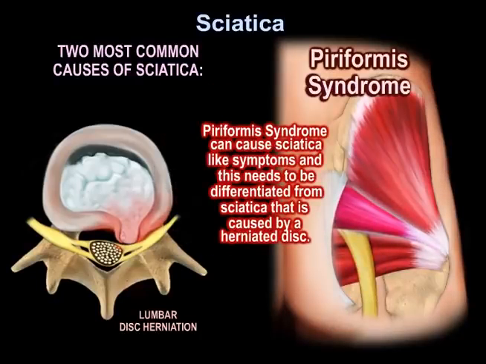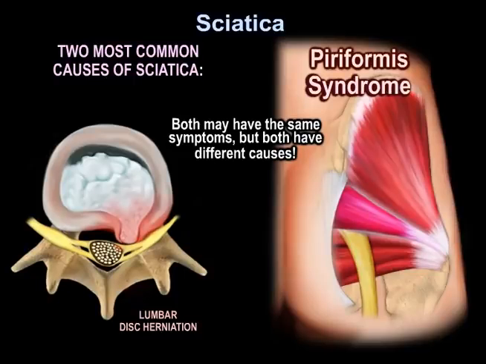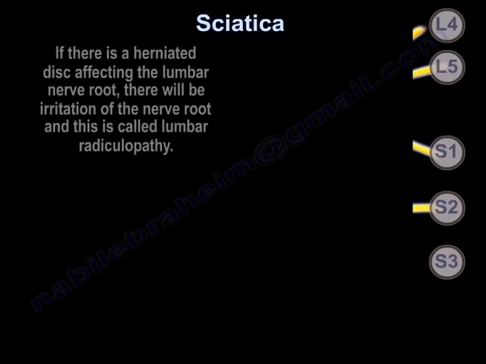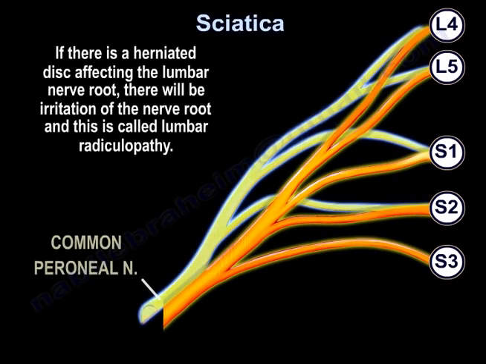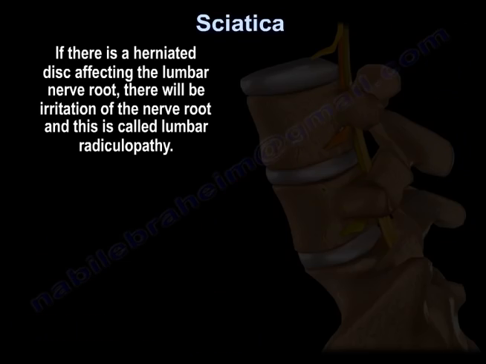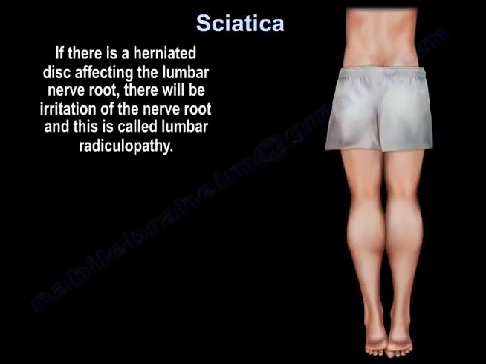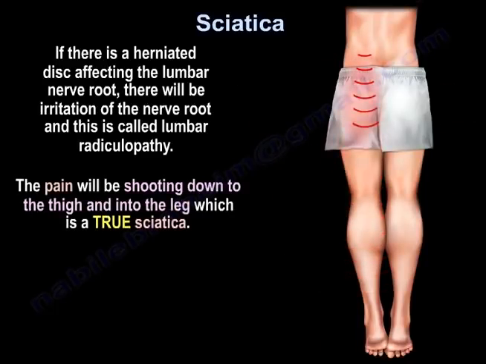Piriformis syndrome can cause sciatica-like symptoms, and this needs to be differentiated from sciatica that's caused by a herniated disc. Both may have the same symptoms, but both have different causes. So if there is a herniated disc affecting the lumbar nerve root, there will be irritation of the nerve root, and that's called lumbar radiculopathy, with the pain shooting down to the thigh and the leg, and that is a true sciatica.